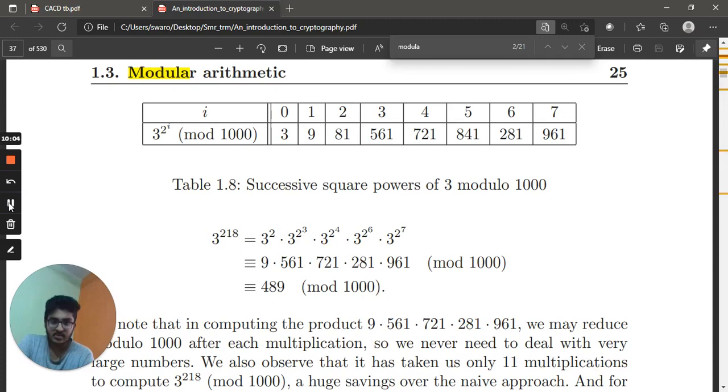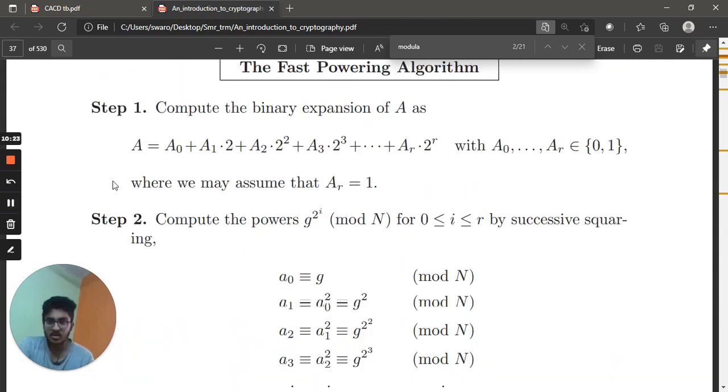This table shows the square powers of 3 modulo 1000, and we can write 3 power 218 as 3 square into 3 power 2 cube into 3 power 2 power 4 into 3 power 2 power 6 into 3 power 2 power 7. It is identical to 489 mod 1000. Let us discuss the fast powering algorithm.